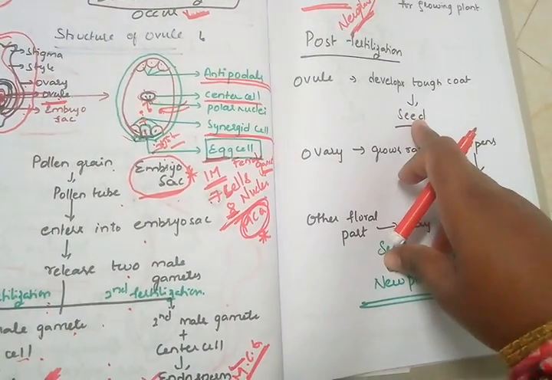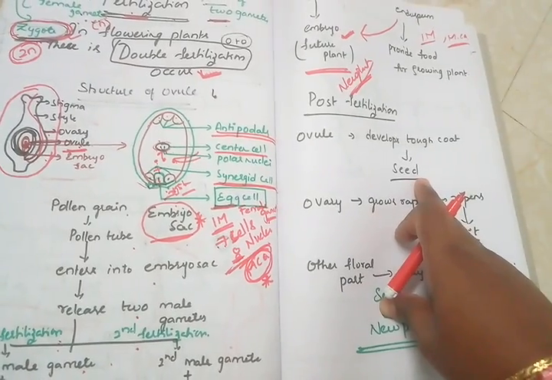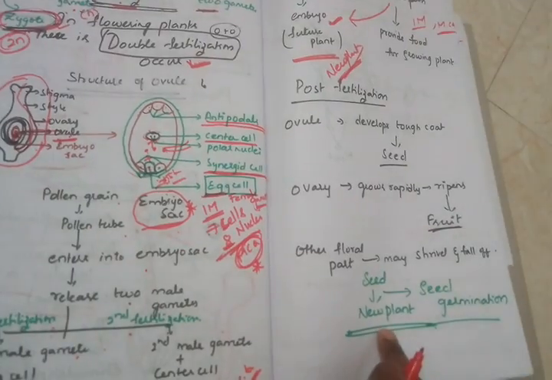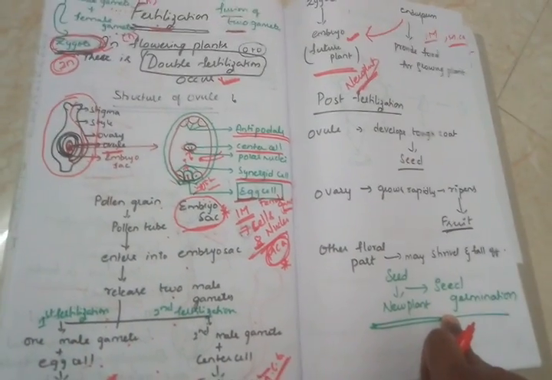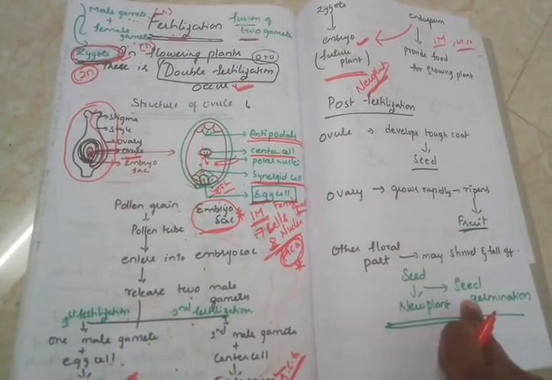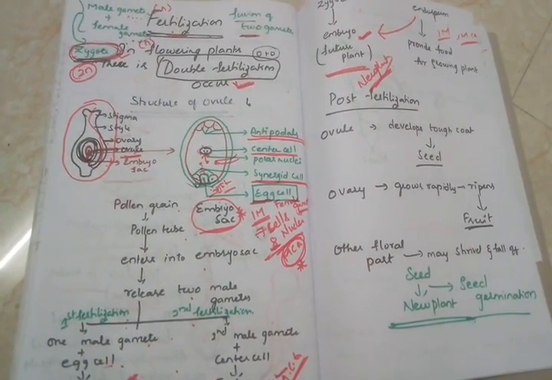Okay, and this seed, when we use this seed for the new plant and it develops into a new plant, that is called seed germination. The new plant is formed. Okay, this is about the sexual reproduction in the plants.